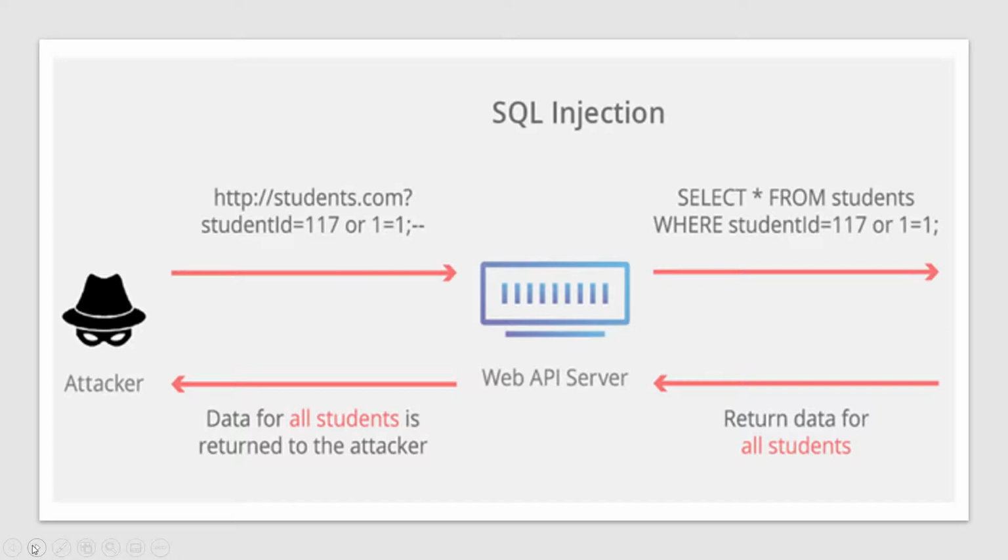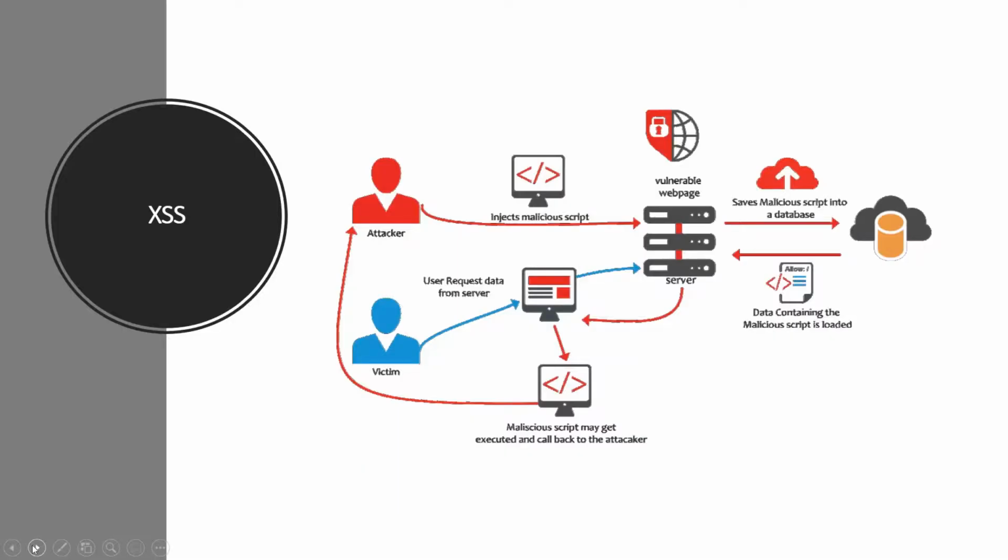What this actually means is select star from students. The where clause is basically good for nothing, so you will get the data of all the students. So this is a poorly written SQL parser. Now, the second type of vulnerability is XSS, cross-site scripting.